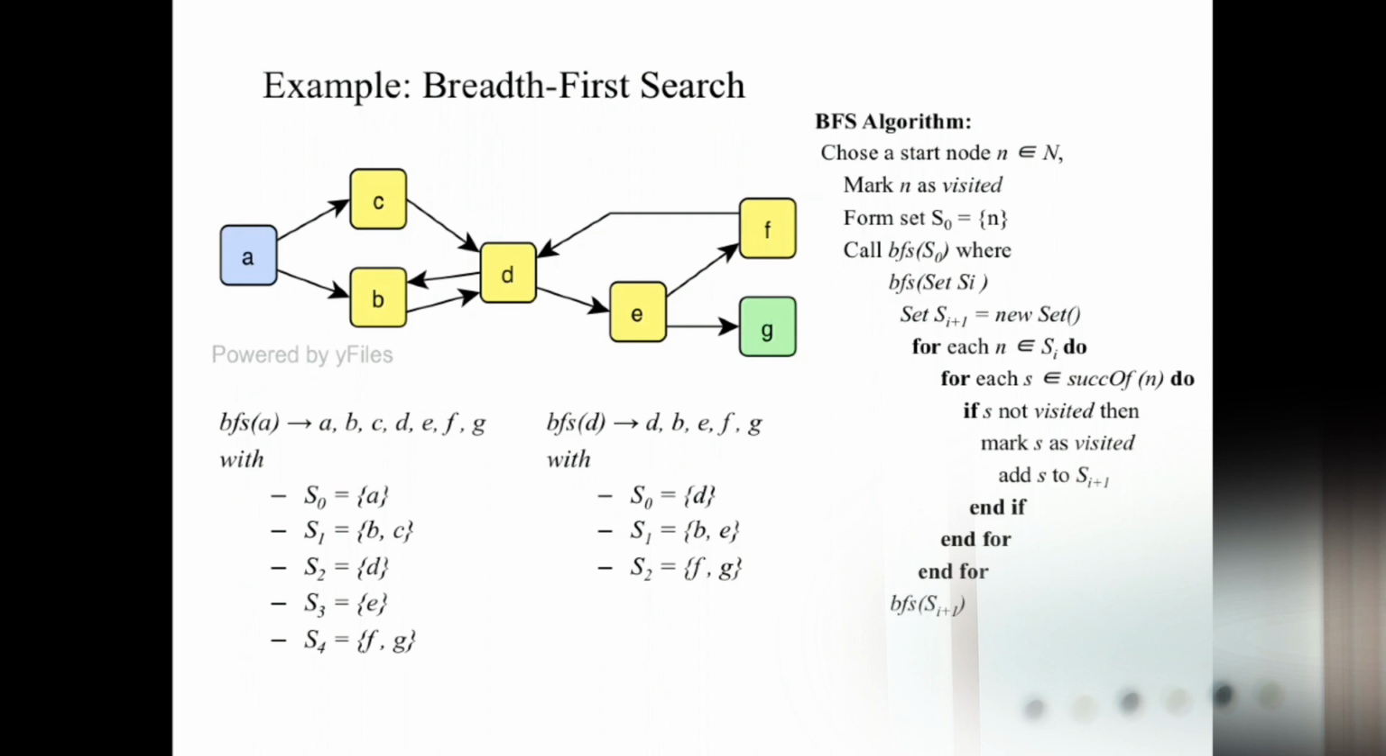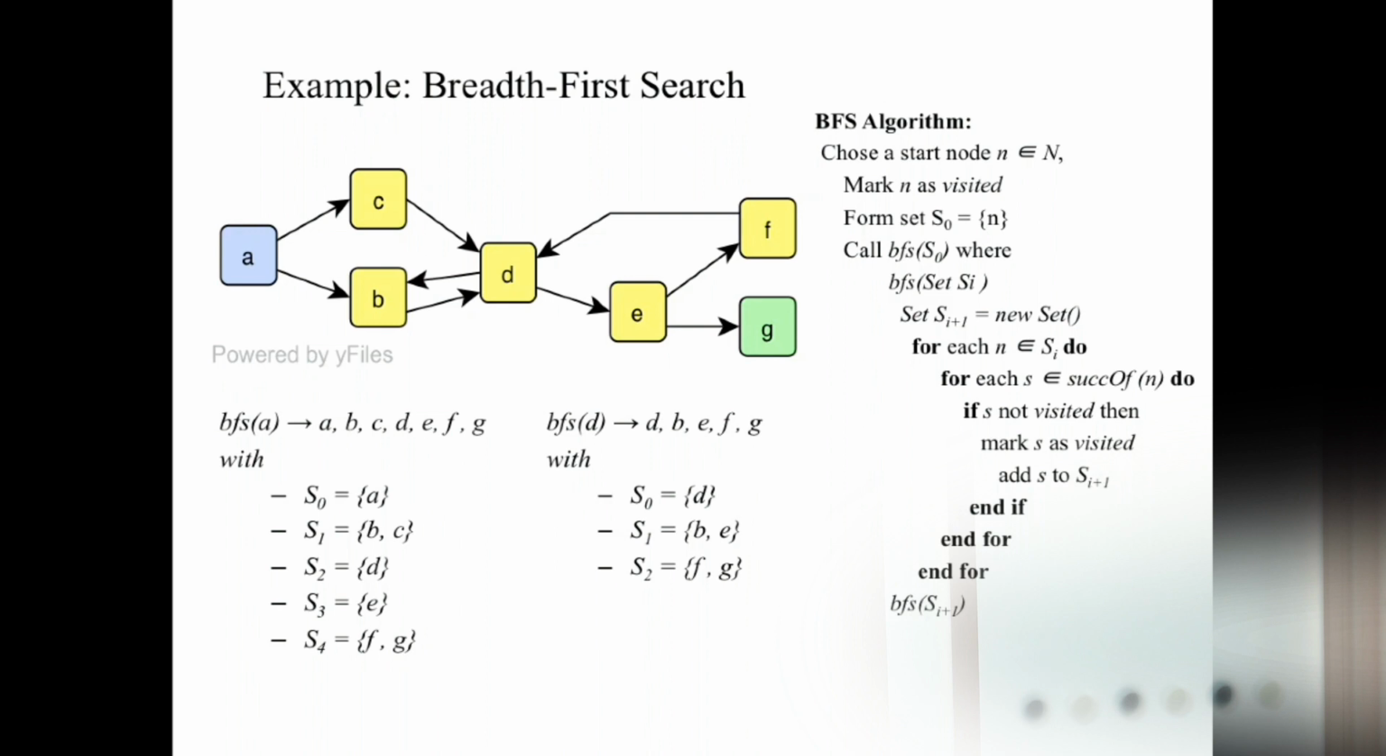And then we check successors of F and G. G doesn't have any successor, so there is no question. F has a successor D. However, D has been visited already. So in that way, we will get this order A, B, C, D, E, F, G as a result of this breadth-first search algorithm.